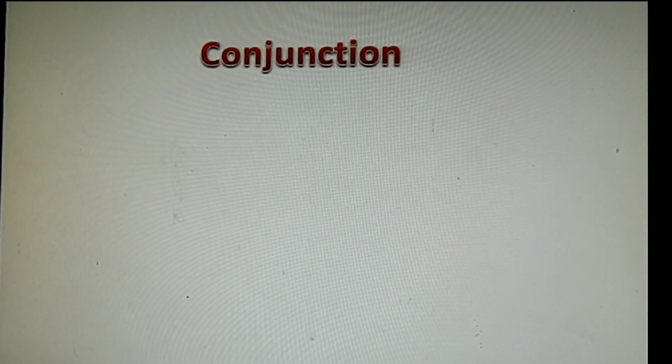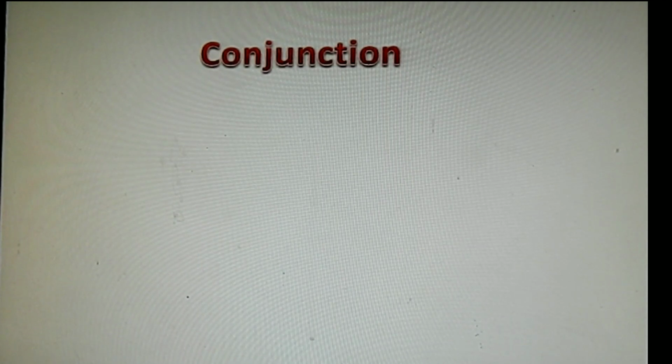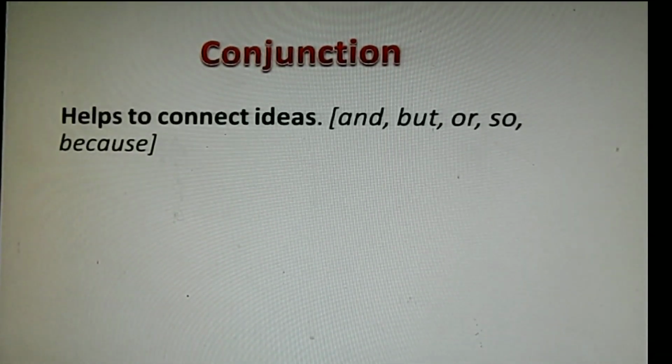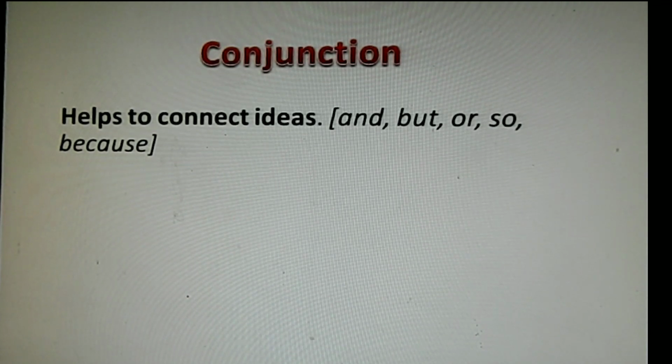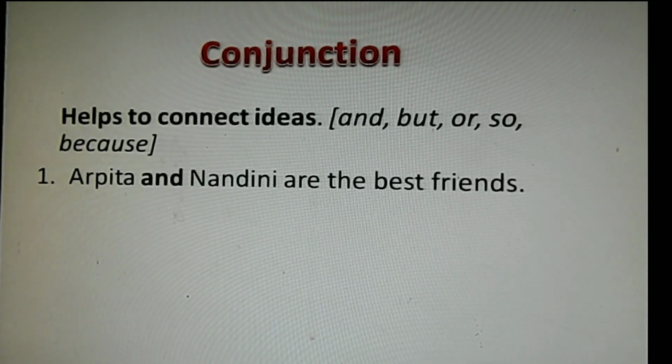Let's take another part of speech, that is conjunction. Conjunctions are words like and, but, or, so, because, etc. A conjunction helps to connect ideas. We'll take an example. First example, Arpita and Nandini are the best friends. Here, the word "and" is an example of conjunction because it connects two nouns, Arpita and Nandini.